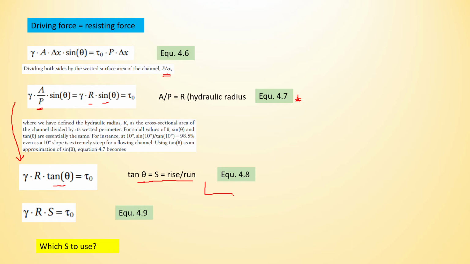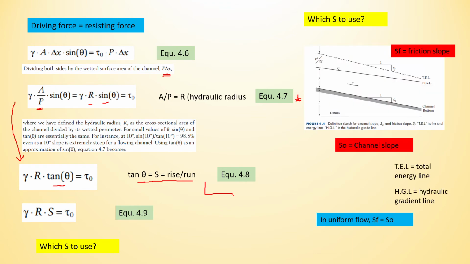So which S to use? Because in the case of open channel flow, we can have two types of S. S is slope. If you look at this example, this figure, this is figure 4.4 in the textbook.